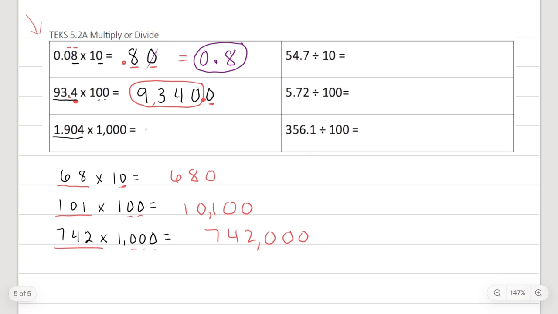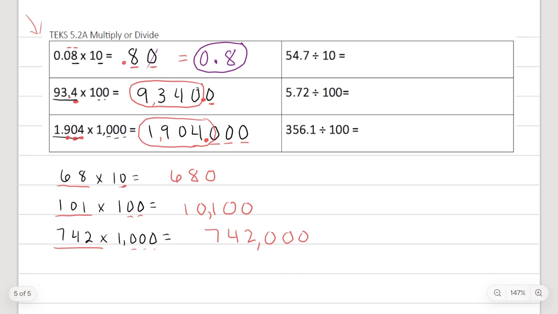Okay, let me do another one. Copy the number, 1904. Add your zeros, 1, 2, 3. Again, this is like 4th grade. Now we add our decimals. We have to count how many decimal places. We have 1, 2, 3 decimal places. So 1, 2, 3. My decimal goes right here. So my answer for this one is 1,904.